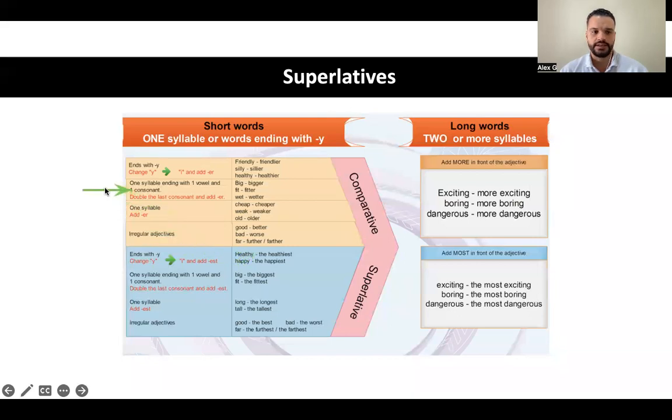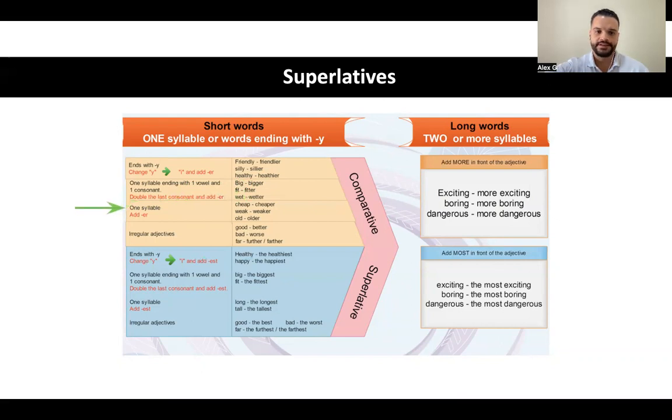The next rule is one syllable ending with one vowel and one consonant. When this is the case, we want to make sure to repeat the final consonant. For example, big, it ends in an I, which is a vowel, and a consonant, which is the letter G. So we're going to repeat the final consonant. So we have to make it GGER: big, bigger, fit, fitter, wet, wetter, okay?